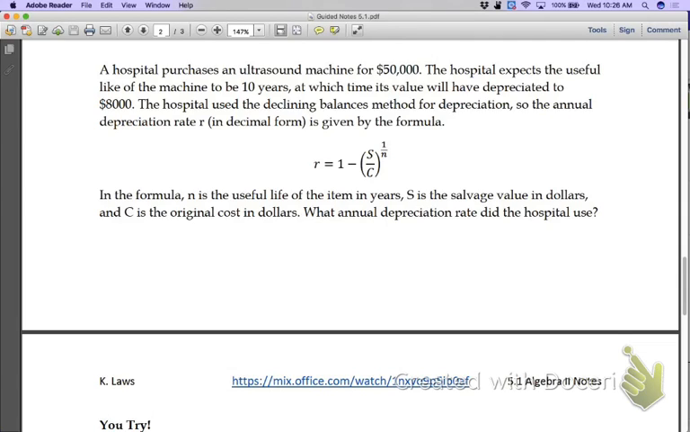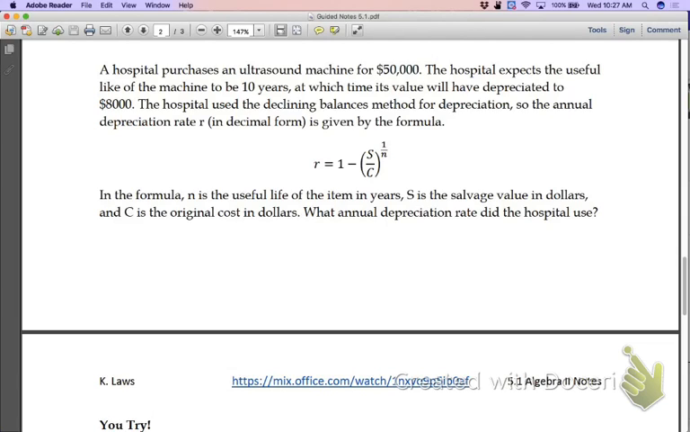The hospital used the declining balance method for depreciation, so the annual depreciation rate, which is R in decimal form, is given by the following formula. In the formula, N is the useful life, S is the salvage value in dollars, that's how much it's worth at that time, and C is the original cost. What depreciation rate did the hospital use? All you have to do here is make sure you plug in values to their respective spots. Do we know what R is? No, that's what we're trying to figure out.